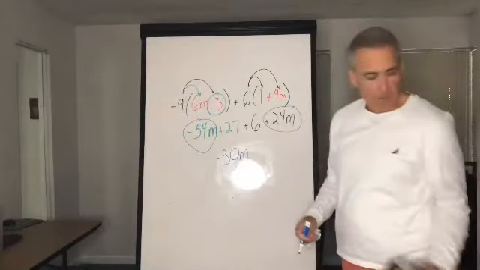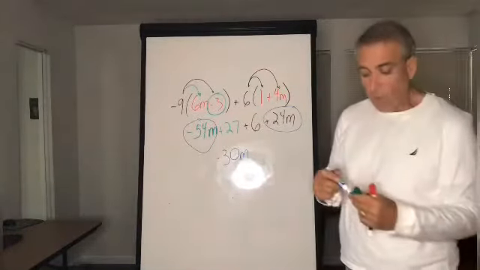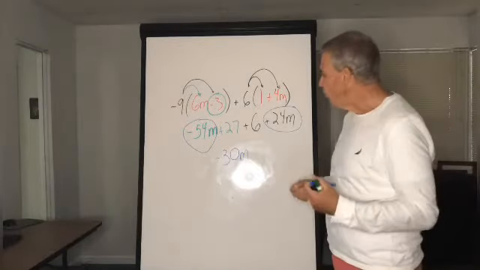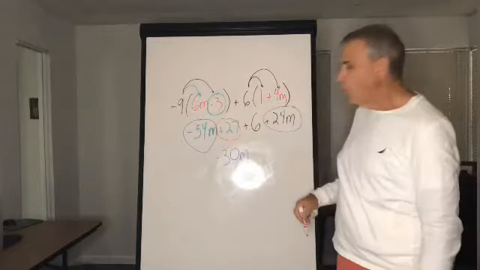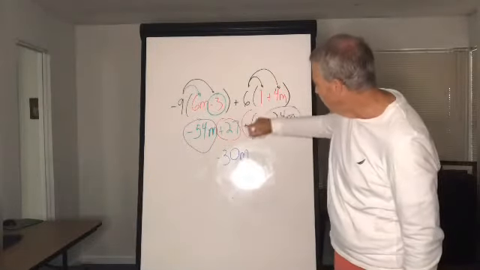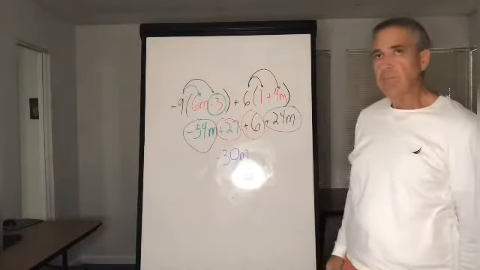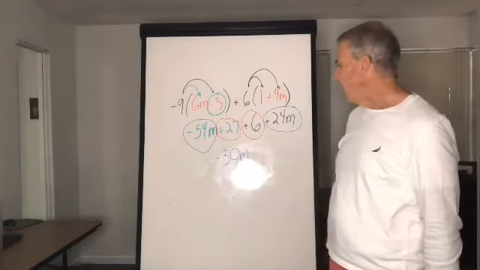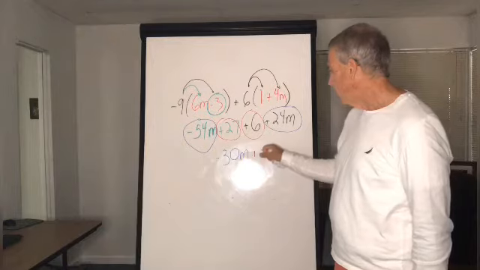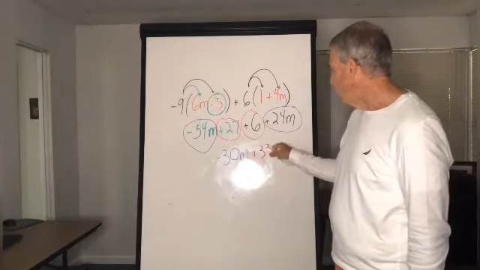And now I'm going to combine. I've got one more thing to combine here because I've got two members of the number family. I've got a positive 27, and I've also got a positive 6. They're both members of the same family, the number family, so they can be combined. 33, which is what 27 plus 6 is.